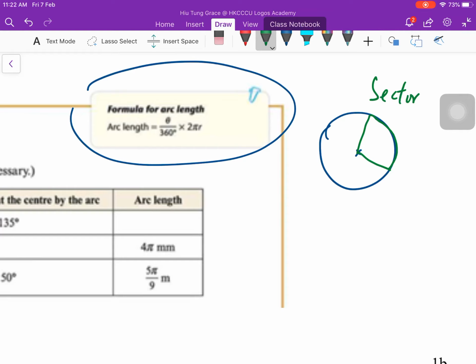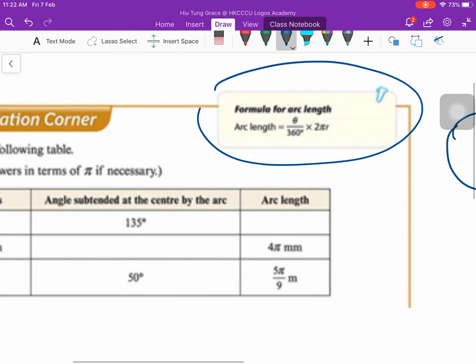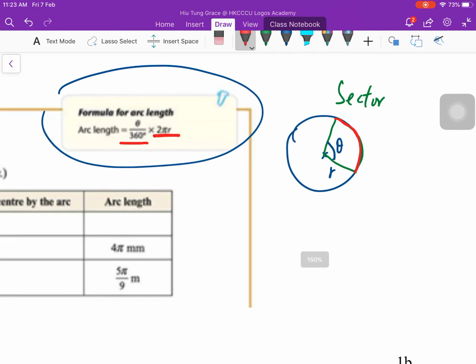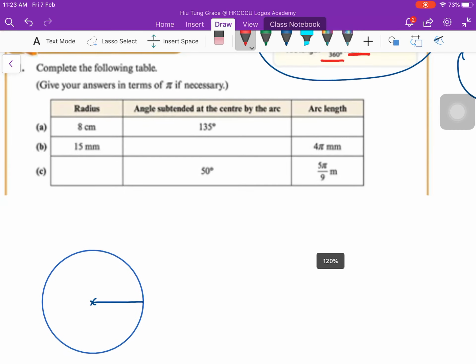If you are given a radius r and the angle subtended by the arc, we call it theta, then the arc length, this red part, is equal to 2 pi r multiplied by theta over 360, right? So let's go see today's examples.